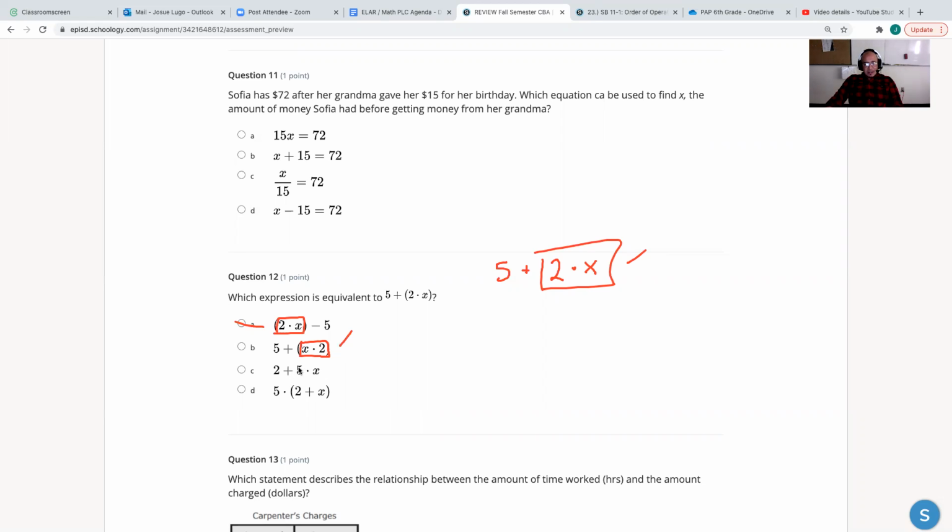Over here, they have addition and multiplication. I would have to multiply 5 times x first, which is not what I have up here. So that is clearly wrong. And over here, they're having us add x and 2 first, which again is not what I have over here. So the only one that makes sense is B.